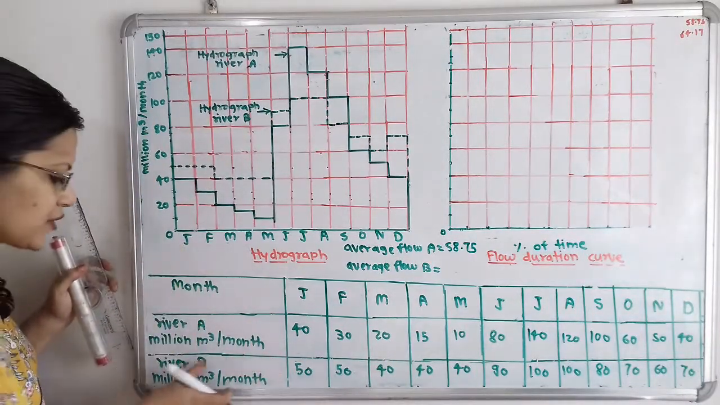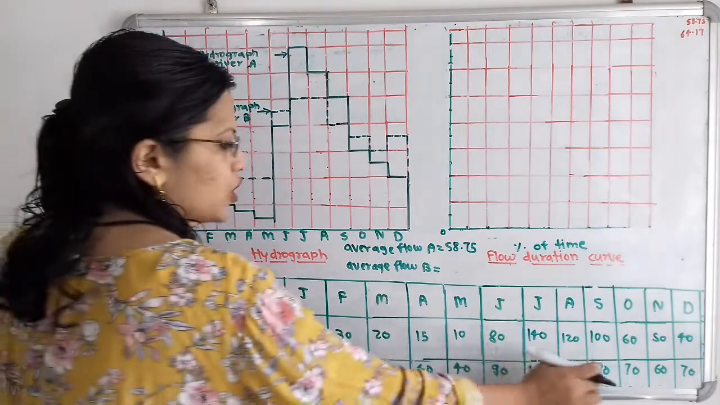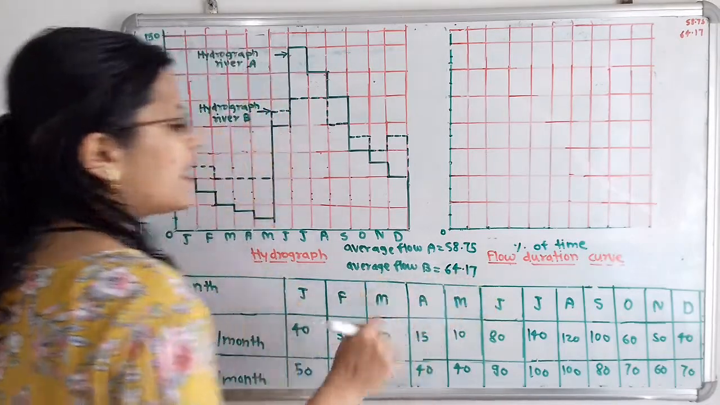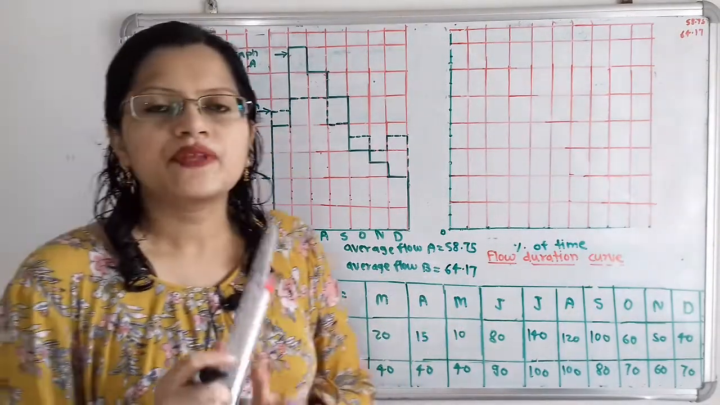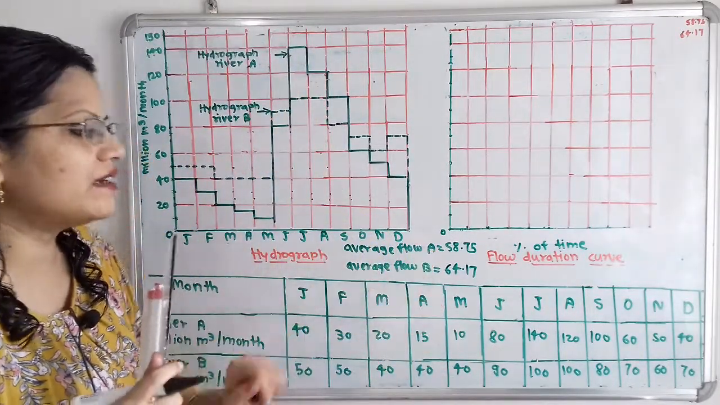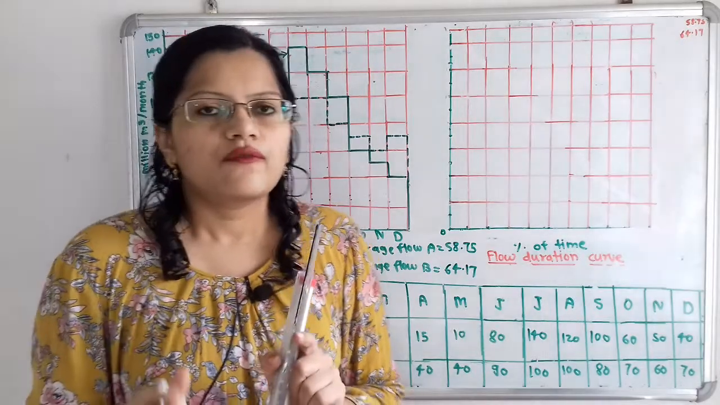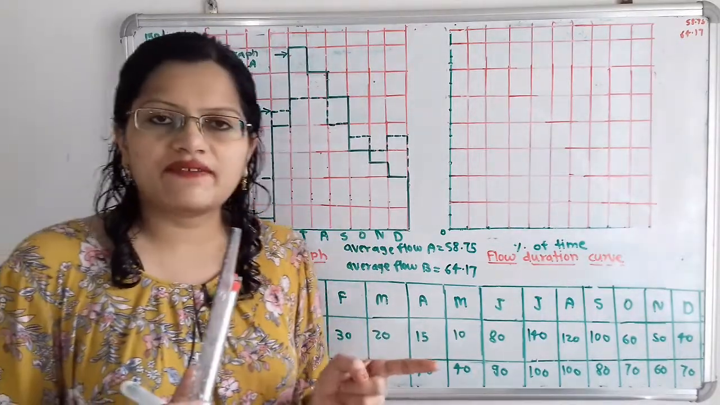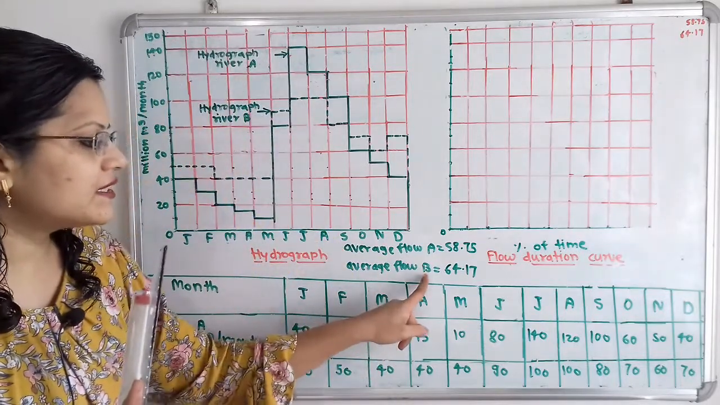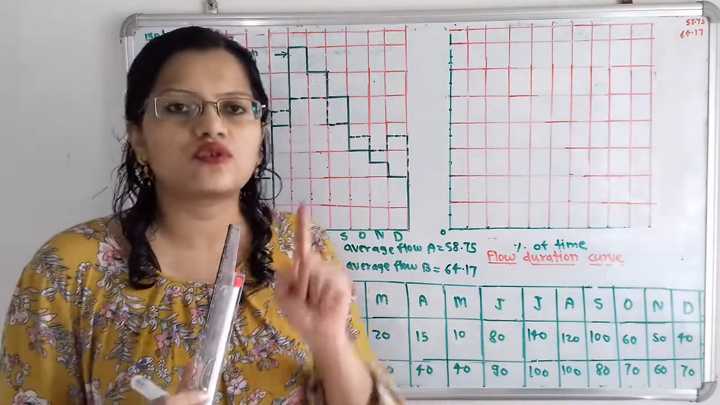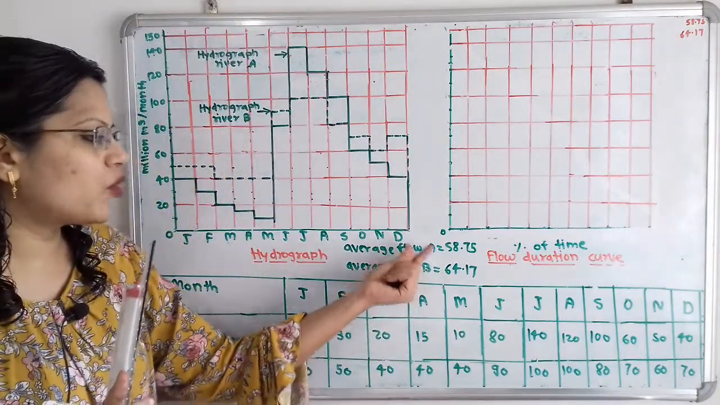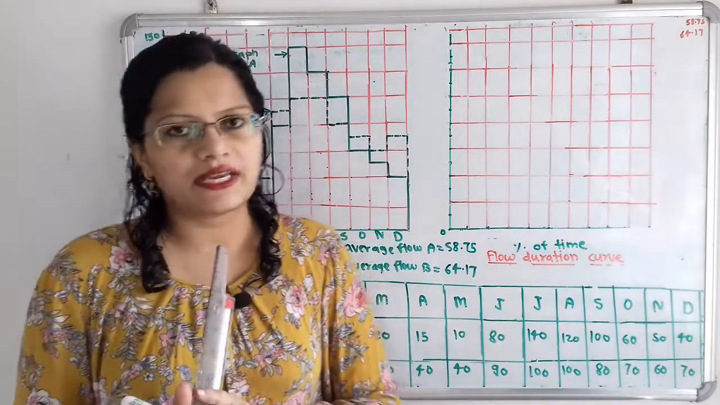In the same way, the average flow for river B: we add all this data and divide by 12, then it is 64.17, and the unit is million meter cube per month. Now if we observe, the average flow for river B is more than river A. So which river site is more preferable for the storage type power plant? River B is more preferable, and the reason is that the average flow of river B is more than the average flow of river A.